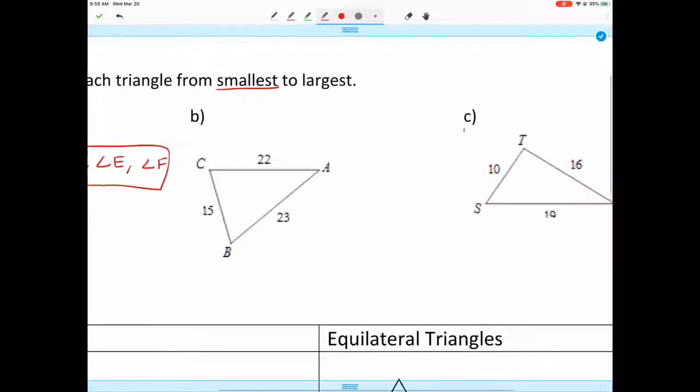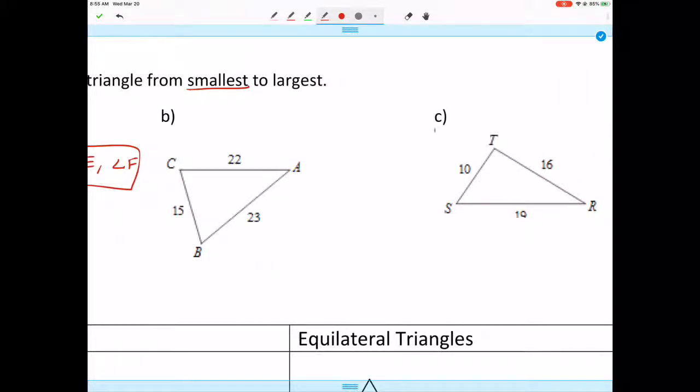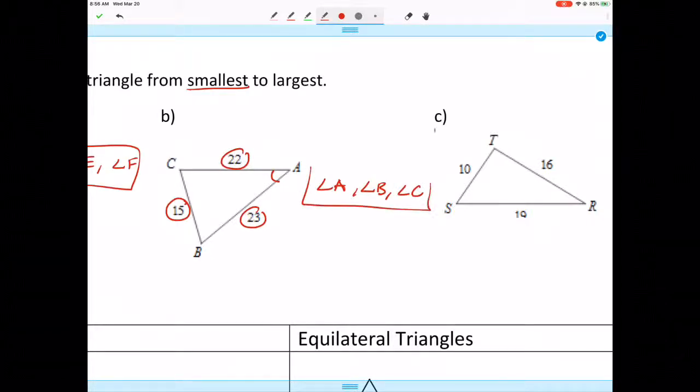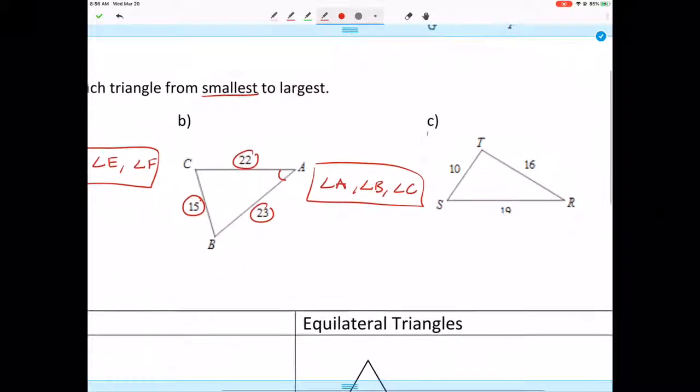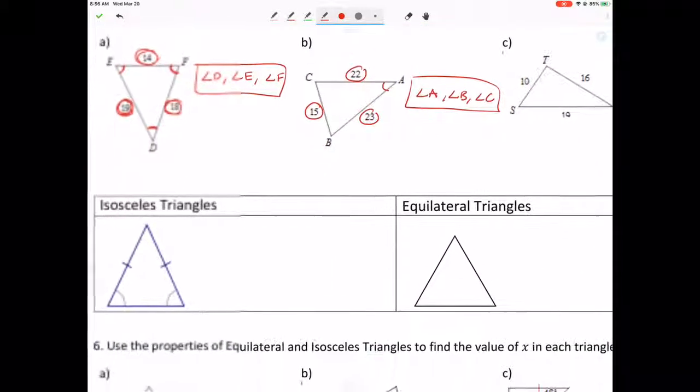All right. Again, smallest to largest, smallest side, angle A is our smallest angle. Then we count 22, which gives us angle B. And then 23 is our largest side, which gives us the angle C. All right. Okay, and you can do the same with C.